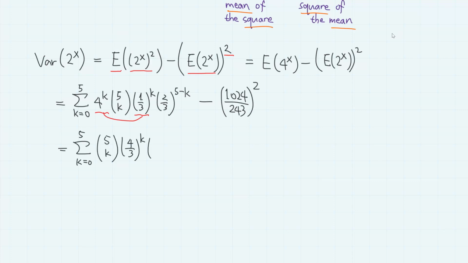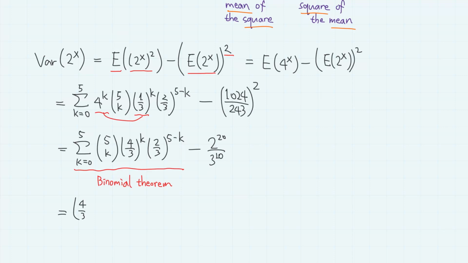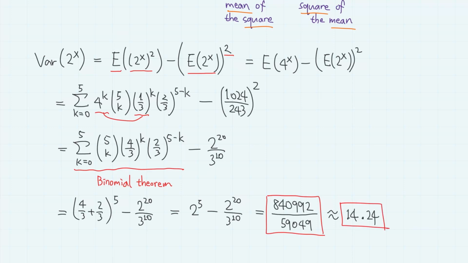Here, combining these two, we can write the first part as sigma 5 choose k, 4/3 to the power of k, 2/3 to the power of 5 minus k, and the second part is equal to 2 to the power of 20 divided by 3 to the power of 10, as I already explained in the first method. So we can apply the binomial theorem on the first part, which gives 4/3 plus 2/3 to the power of 5. So this minus 2 to the power of 20 divided by 3 to the power of 10. So 2 to the power of 5 minus 2 to the power of 20 divided by 3 to the power of 10. So we arrive at the same answer.